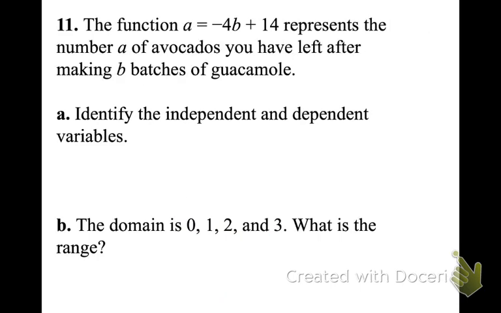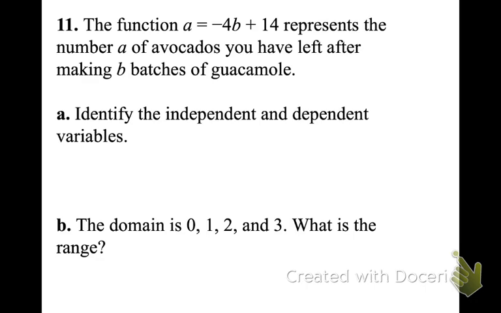All right, let's try the next one. Why don't you pause it, and I want you to tell me the independent and dependent variables, and then I want you to state the domain, state the range for the given domain. Pause the recording. All right, let's check our work.